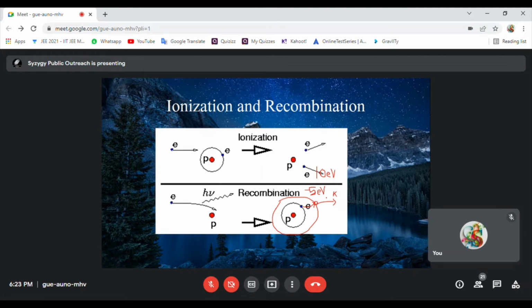Recombination occurs when an electron is captured by a nucleus. In ionization, an electron needs energy in the form of radiation or a photon to get out of the atom. But in recombination, an electron emits a photon of a certain frequency nu to enter the atom. It has to shed the extra energy, because to be bound it has to have negative energy, and being outside it has positive energy. So that extra energy is shed by the electron in the form of radiation.